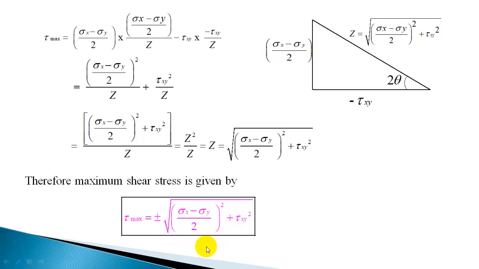Or if you want to know which plane the maximum shear stress is acting on, you have to find out the tan 2 theta value, and theta s1 and theta s2. Then you can substitute in the expression for tau to find out the maximum shear stress. So this eliminates the process of finding out the planes of maximum shear stress, and directly you get the value of maximum shear stress. So if one wants to know only the maximum shear stress, then you can use this expression.